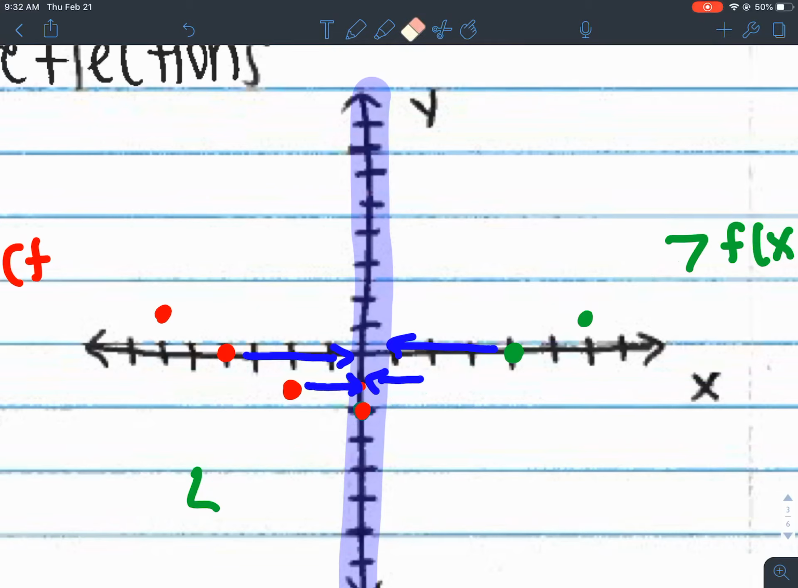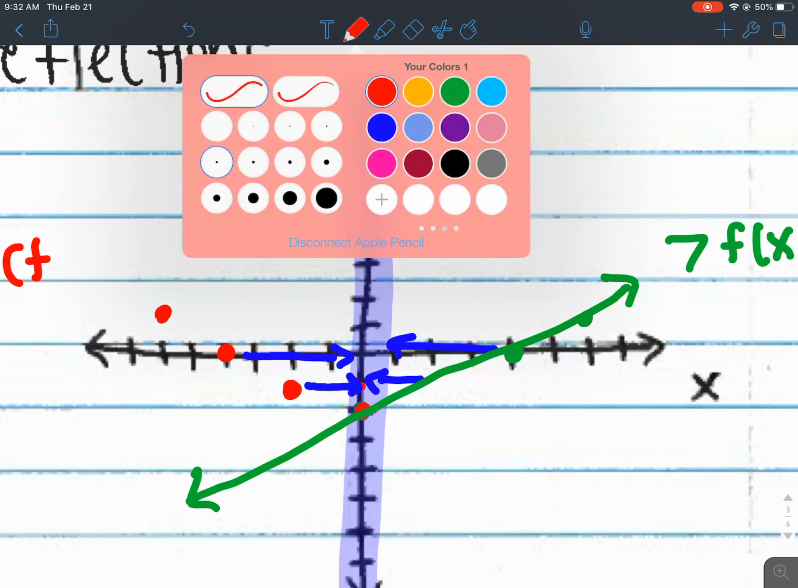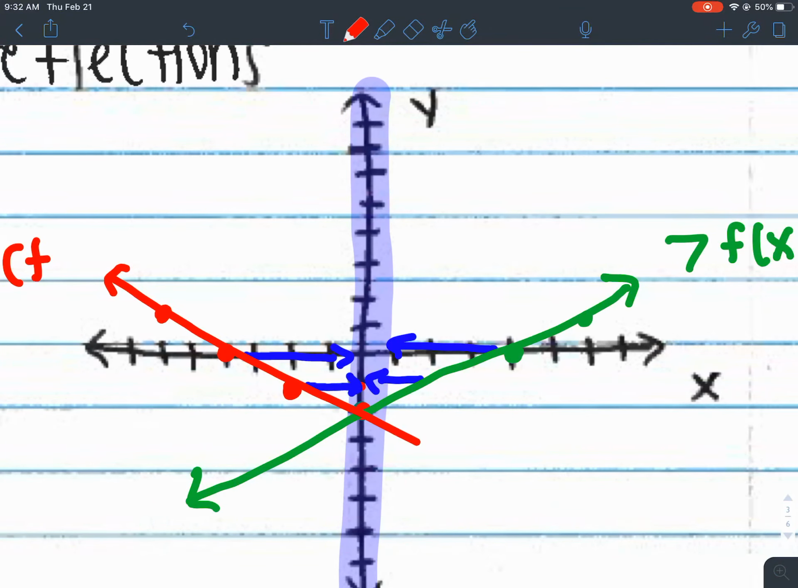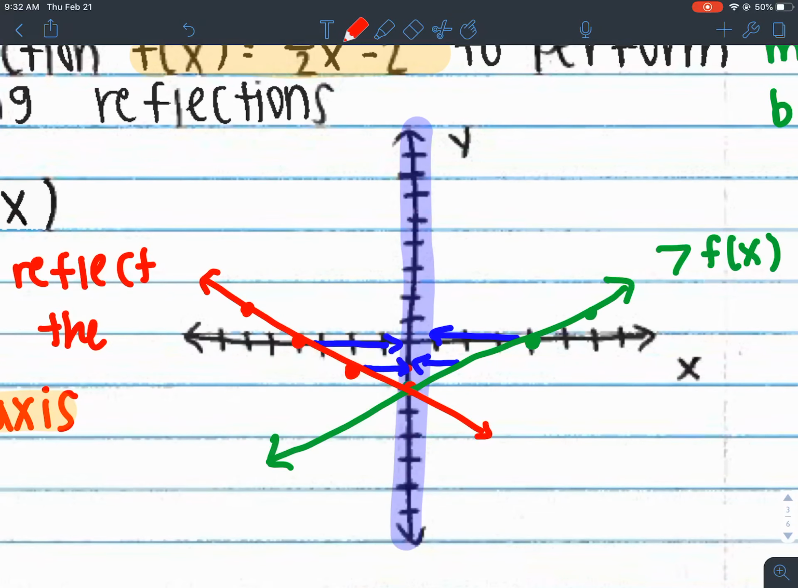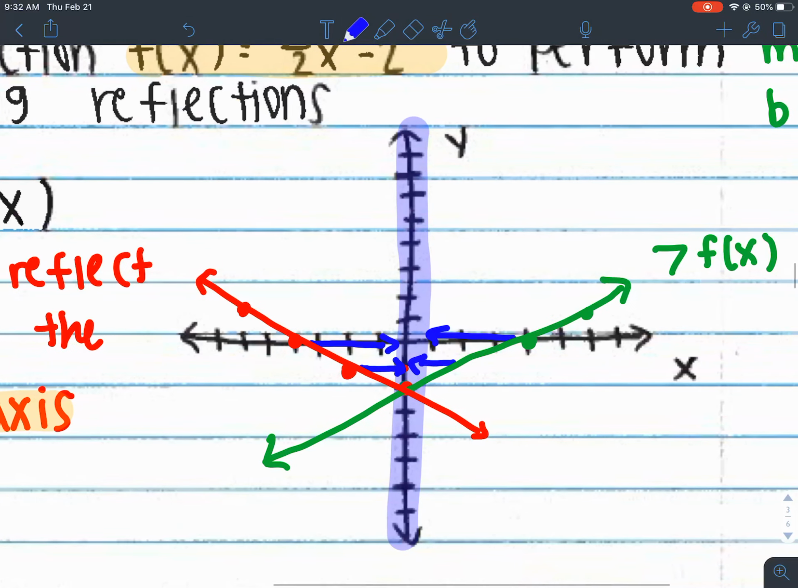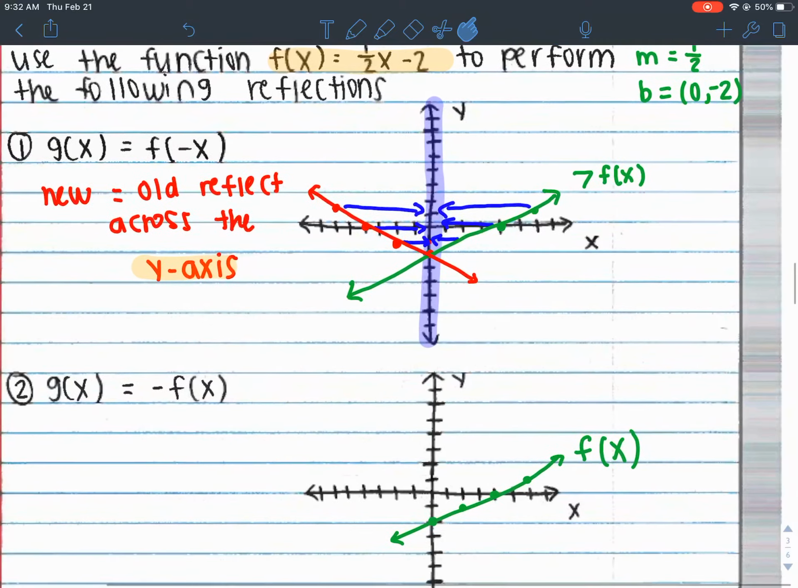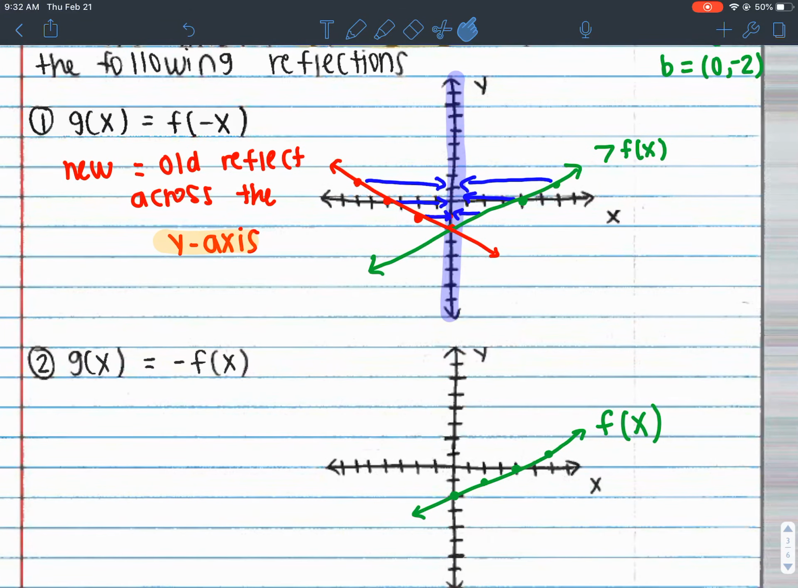So my new line, I need to redraw this one because I don't know what's going on. Okay. So my transformed line is this guy right here. And every point that I have is the same distance from the y-axis on the other side. So they're kind of like little mirror images of each other. Do you see that? It's the same point across on each one. All right. You're just flipping it over the y-axis.